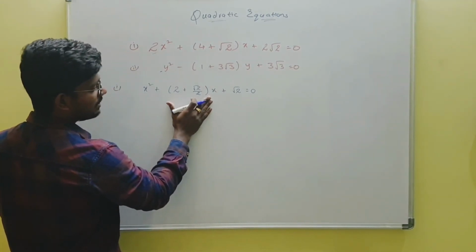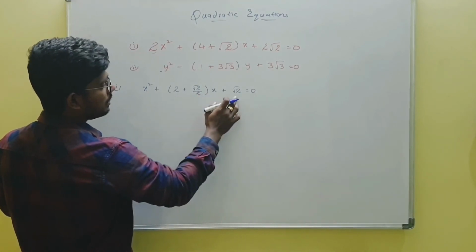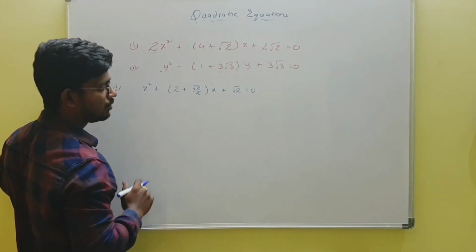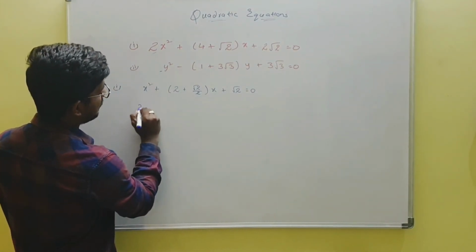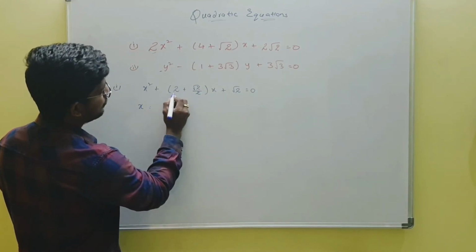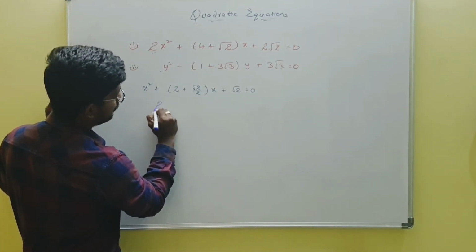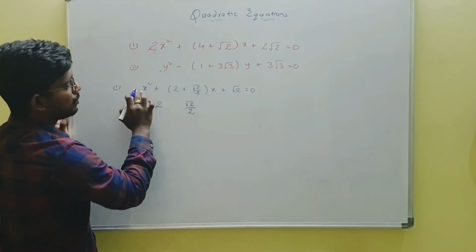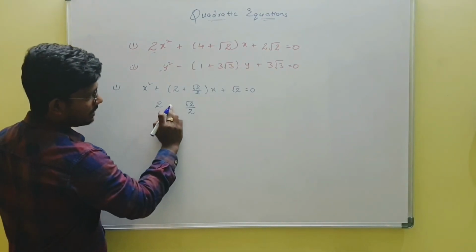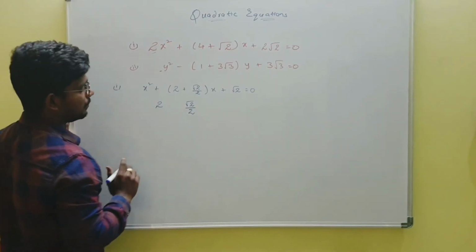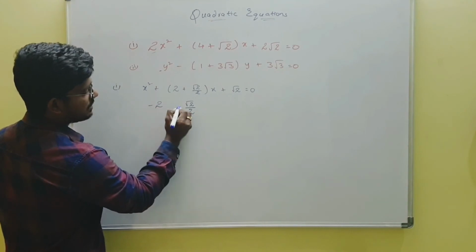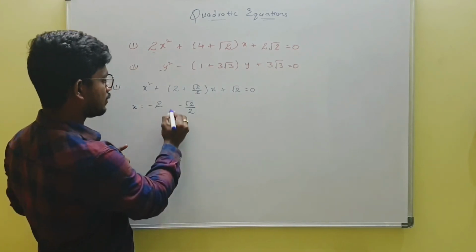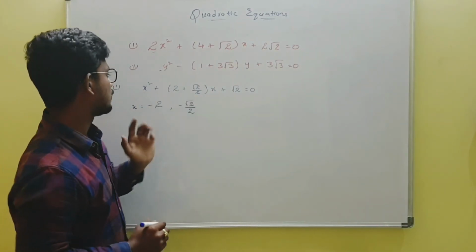Now we have to split this in such a way that the product must be equal to root 2 and the sum should be equal to (2 plus root 2) by 2. So directly we can say that the roots of x are, see here, we have 2 and root 2 by 2. Product will be root 2 and sum will be (2 plus root 2) by 2. Now directly changing the signs, we get our roots for x. Here minus 2, comma, minus root 2 by 2 are the roots for this equation.